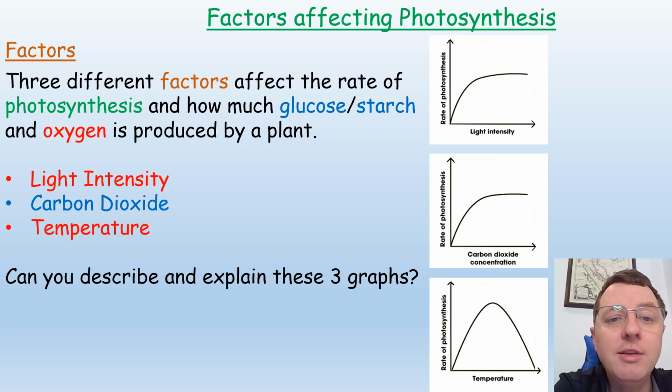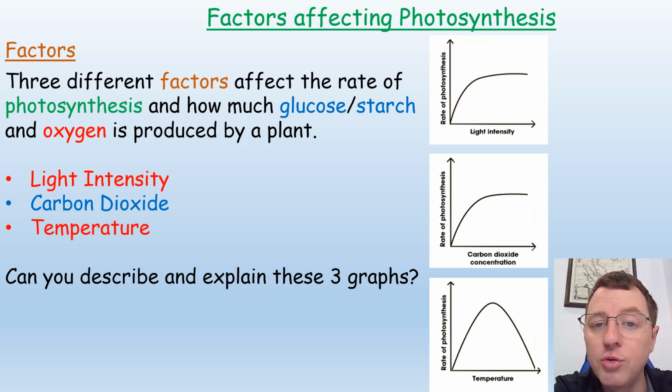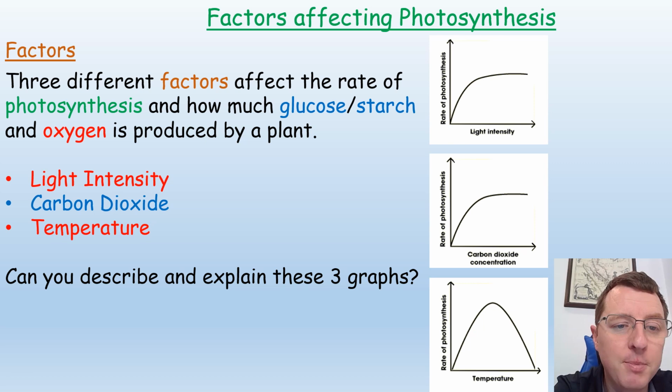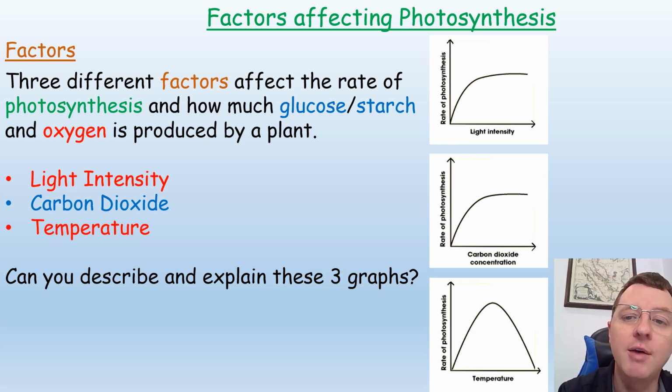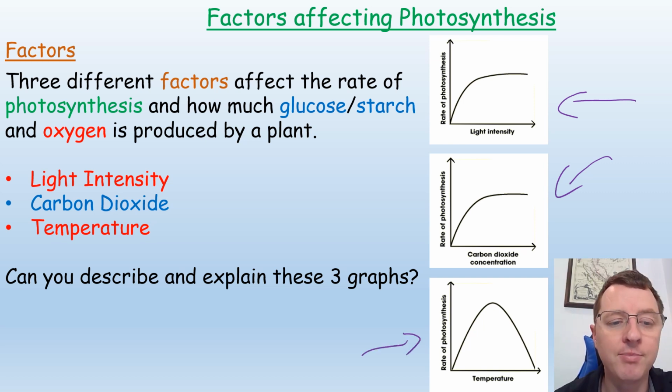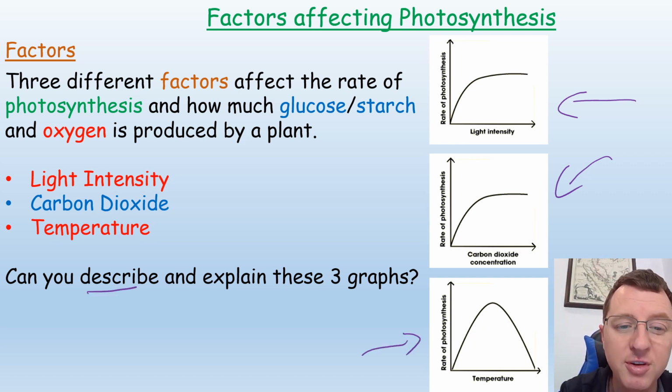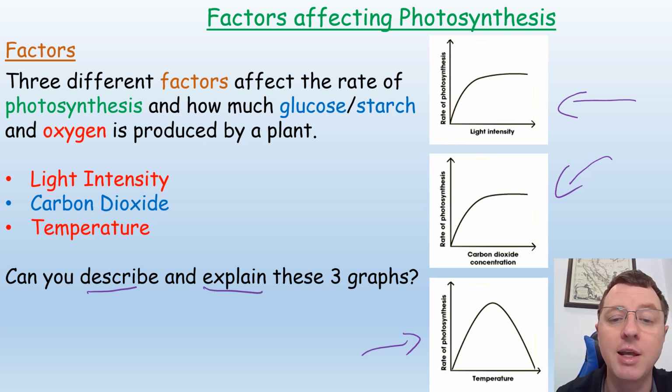Now there are three different factors that will affect the rate of photosynthesis and how much glucose or starch or indeed oxygen is produced by the plant. Light intensity, carbon dioxide and temperature will all affect the rates of photosynthesis. And they will give the following graphs. Here's the light intensity graph, the carbon dioxide graph and the temperature graph. And it's important that you are able to both describe and then explain the shape of these graphs to the examiner in your GCSE exams.